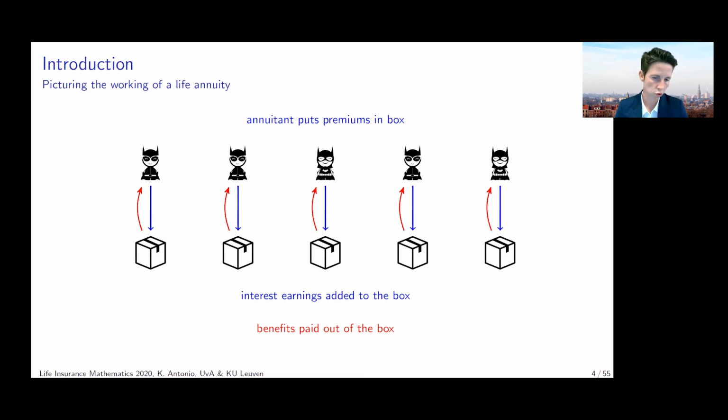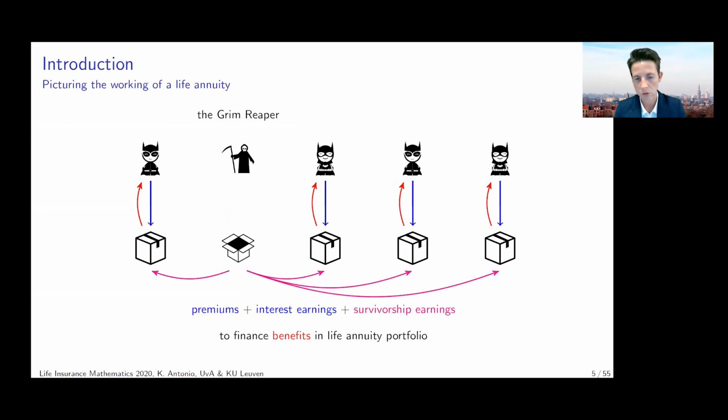Of course, our insurance company, our financial institution, can earn interest from the money, that is, from the premiums collected from the group of policyholders. But they promise something in return. They promise, for as long as you're alive, we're going to pay you, let's say, every month a certain income. So we need to pay benefits out of this box. There are two types of earnings that the insurance company will take into account here. There are the premiums that we pay as policyholders. There is the interest that the insurance company can earn.